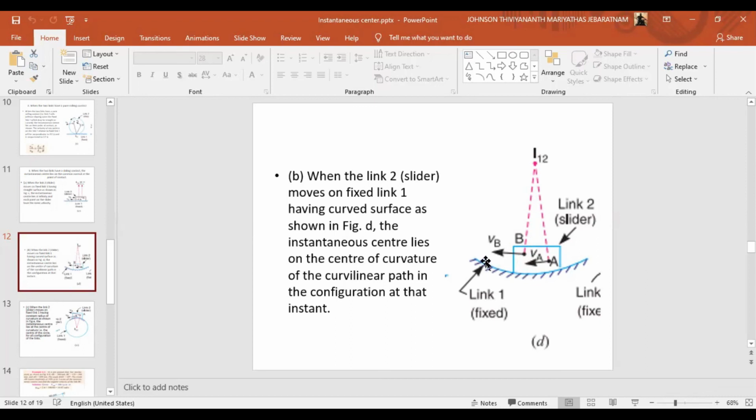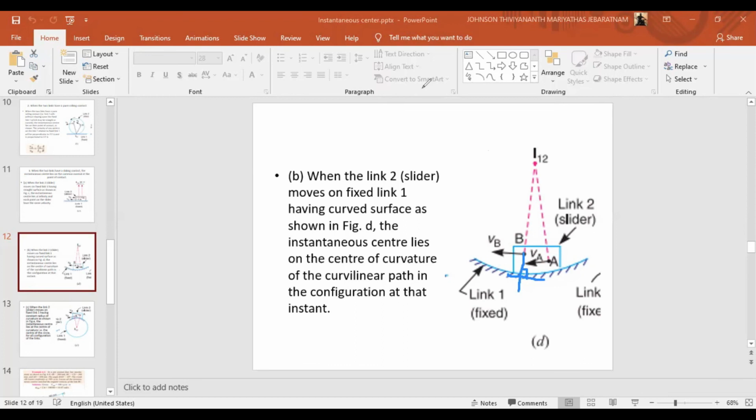So center of curvature means the point about which this curve is drawn. The point about which this curve is drawn is what is called the center of curvature of the curvilinear path. So if you take this, it would be normal to this contact region. I'll draw. If I extend this line somewhere here, this contact is normal. Normal means 90 degrees.